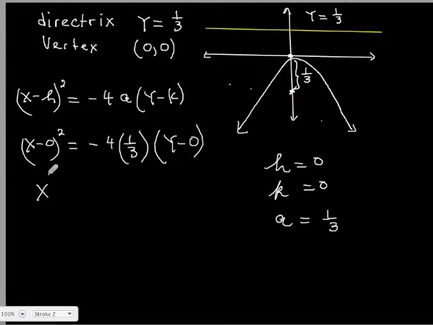Simplify this, x squared is equal to -4/3 y. And you can solve for y if you like. You can say y is equal to -3/4 x squared. Either one of these equations should work.